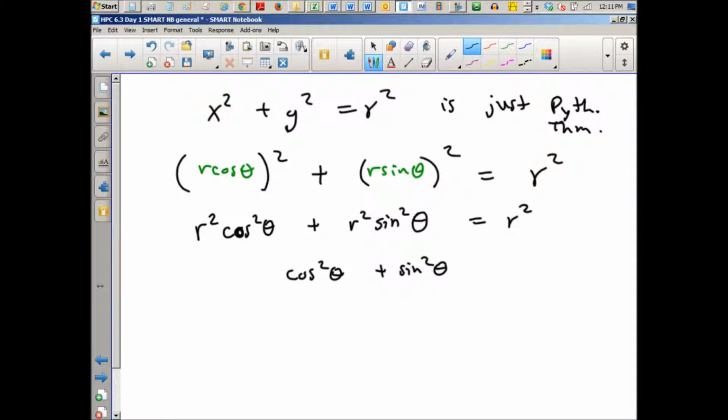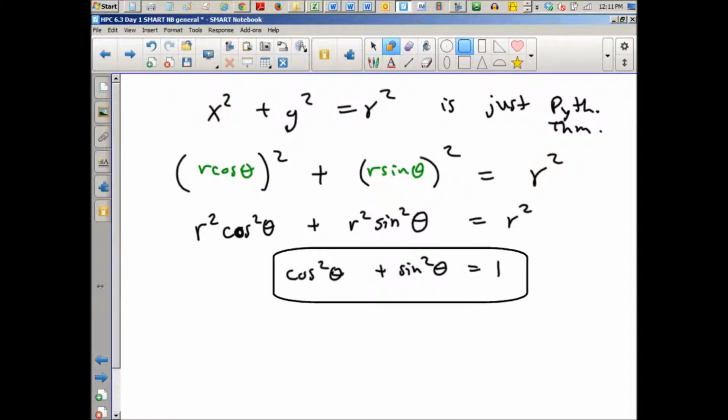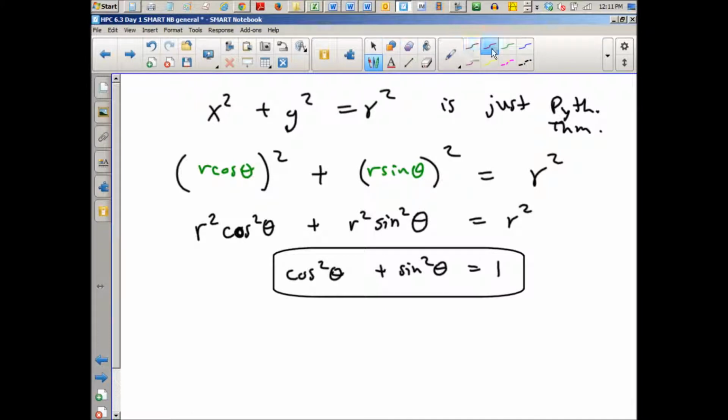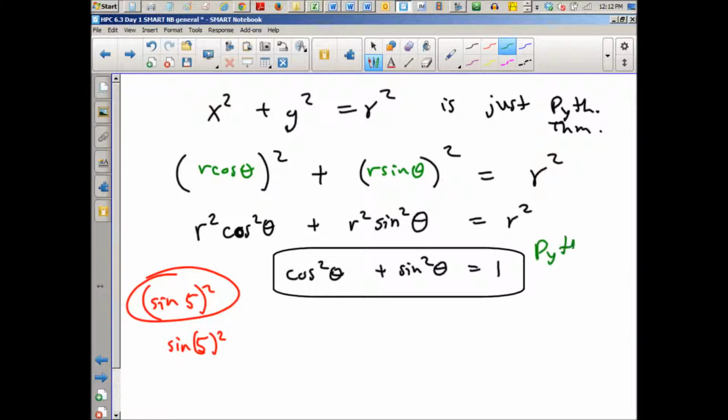Question? Is that what we would type for the sine squared into our calculator? Different calculators have different rules. If you have a TI-89 and you want to type sine of 5 squared, you can type it like I just wrote it, or you can type it like this. The safest thing to do is to type it the first way, because I think the TI-84 requires that. This is called Pythagorean identity number 1.